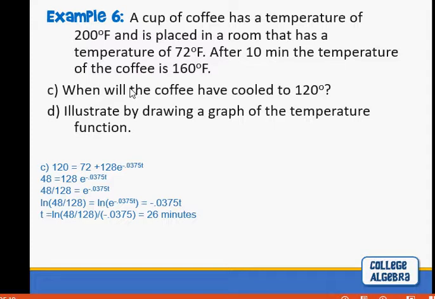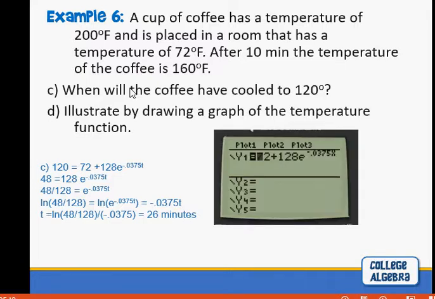So we have natural log of 48 over 128 equals negative 0.0375t. Divide by the coefficient, negative 0.0375. Get our answer, 26 minutes. And then the graph, we get an interesting graph here, 72 plus 128e to the negative 0.0375x.